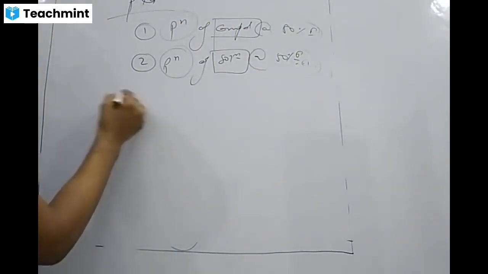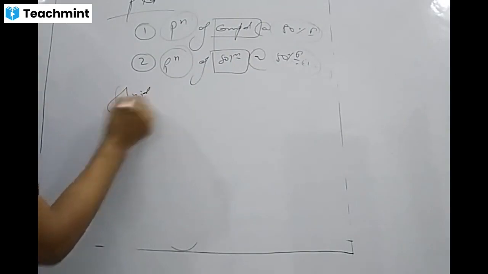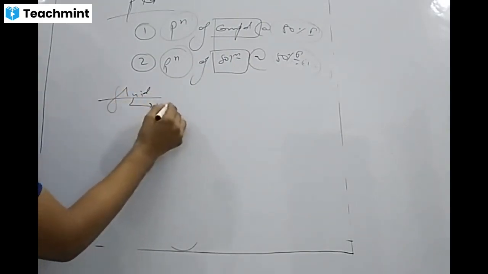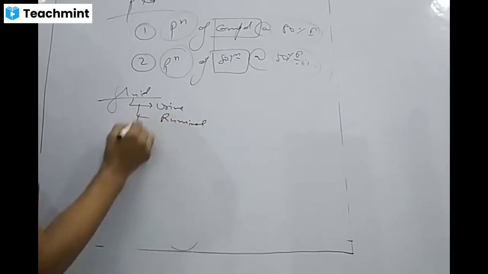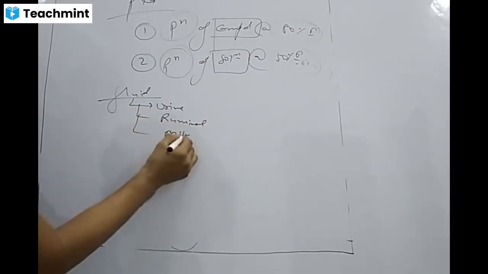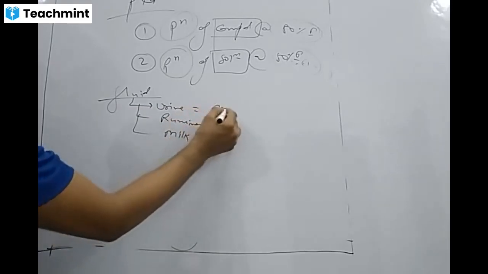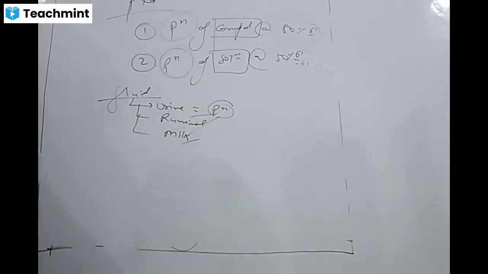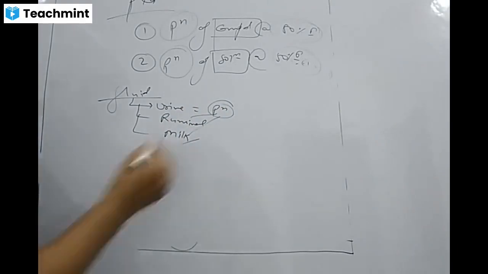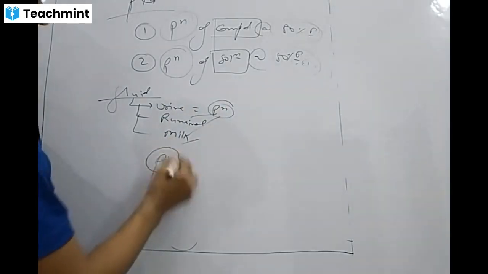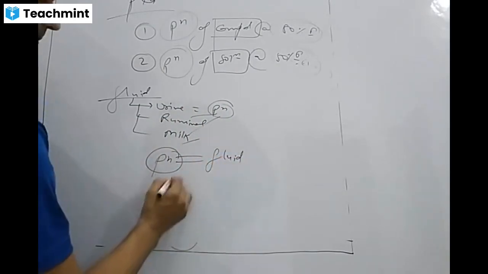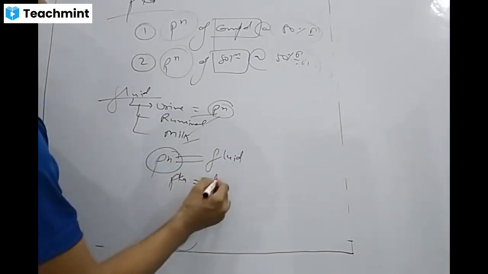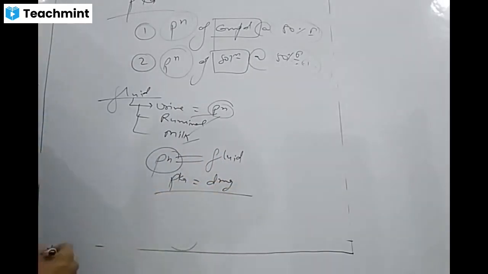If you remember, in our body, there are many fluids. We have urine, ruminal fluid, and milk is also a fluid. All are having their own pH. So always remember, pH is of fluid and pKa is characteristic of a drug.